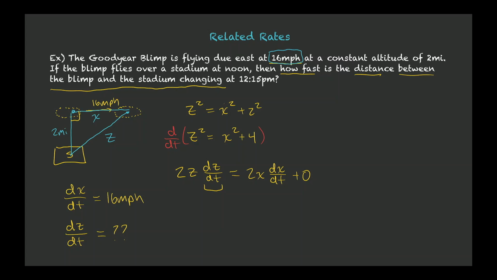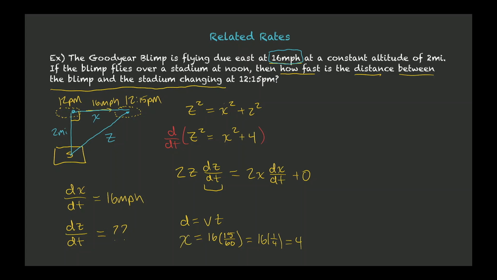So if we look back at the problem, at 12 p.m., the blimp was right over the stadium, and the question is asking us about 12:15. So how far would x be if you flew from 12 to 12:15 at 16 miles per hour? Well, we can use the distance formula. Distance is equal to velocity times time. We know that the velocity is 16 miles per hour, and the time is 15 minutes, or 15/60ths, or 1/4 of an hour. So we're going to have 16 times 1/4, or 4. So that's going to give us what x is.